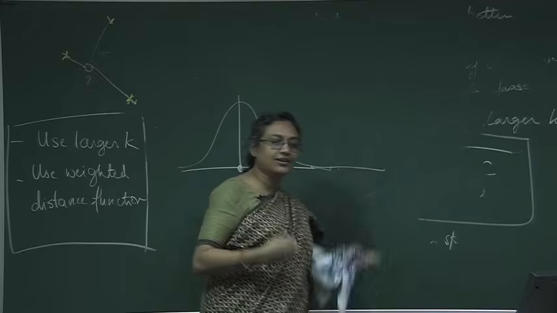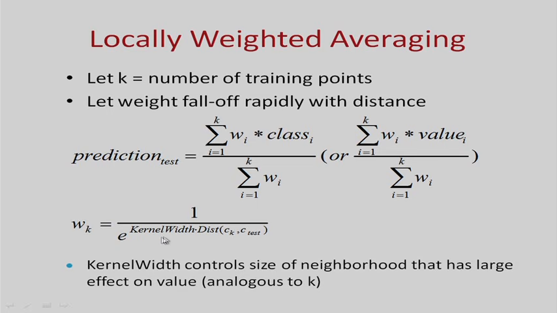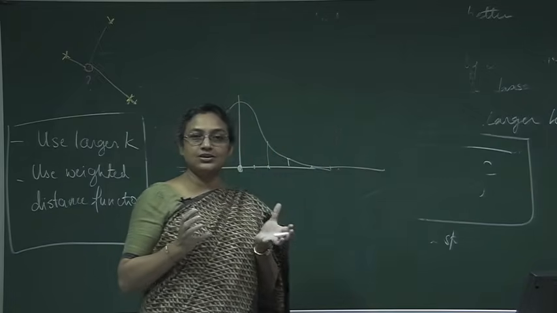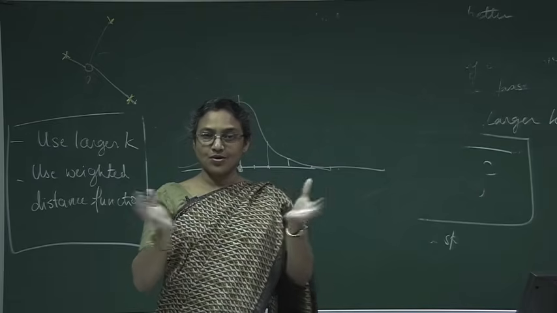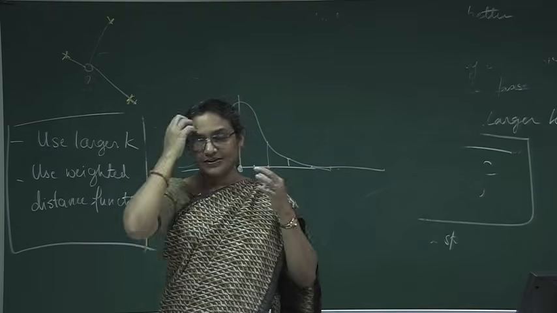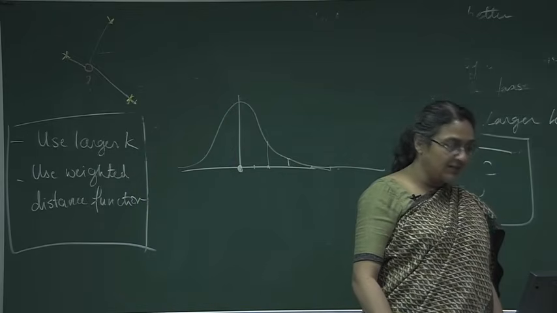So, we could use different weighting functions. For example, here we are saying Wk is 1 by e to the power kernel width into the distance between Ck and Ct. So, we are using an exponential function, and the weight is falling off rapidly based on this kernel width. Kernel width controls how much of the neighborhood you want to give reasonable weighting. If kernel width is large, you are considering more area in the neighborhood. If it is small, you are using less area in the neighborhood. Based on that, you can do locally weighted averaging.